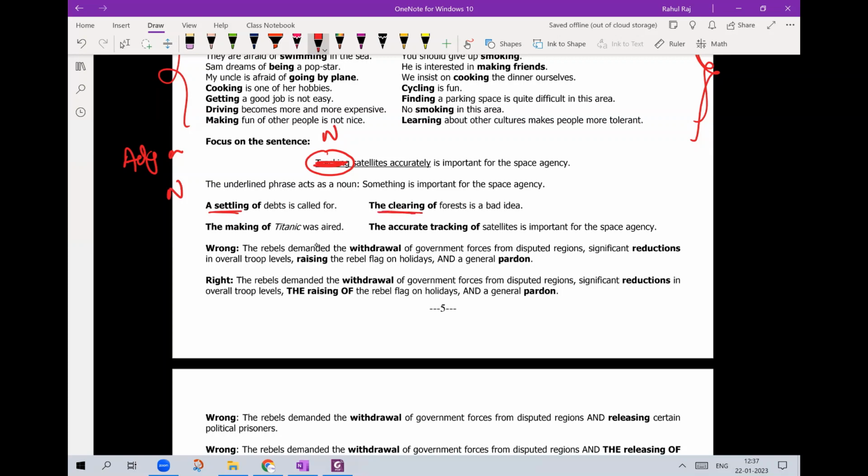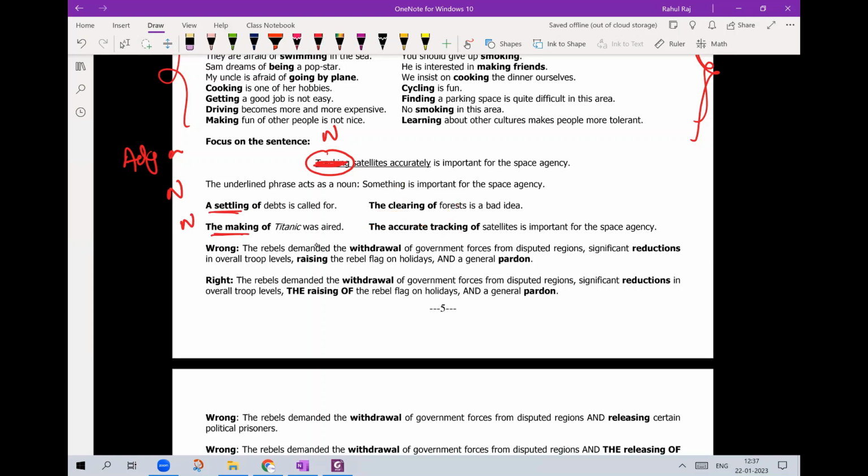The clearing of forest is a bad idea. What is a bad idea? Clearing of forest. So this is a noun. The making of Titanic was aired. What was aired? Making of Titanic. So this is a noun. The accurate tracking of satellite is important for the space agency. What is important? Accurate tracking of satellite. So this is a noun. Accurate is an adjective for tracking. So tracking of satellites is a noun.